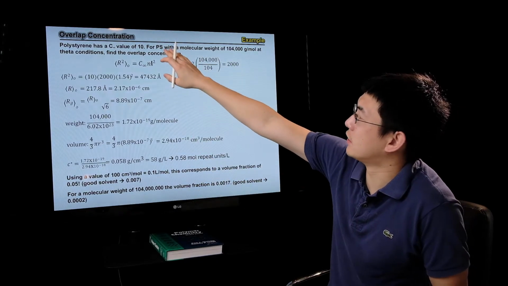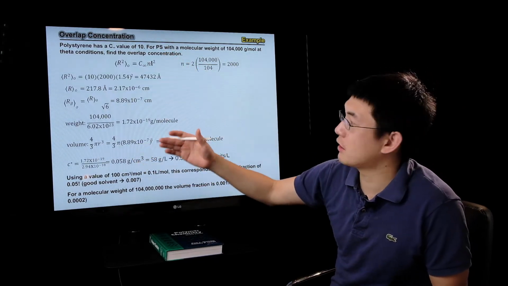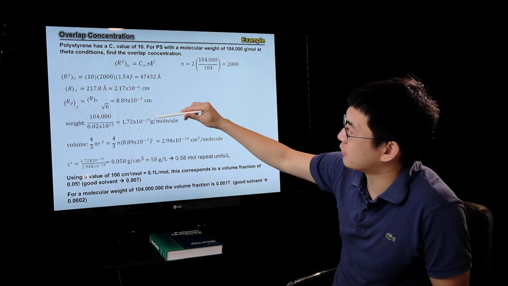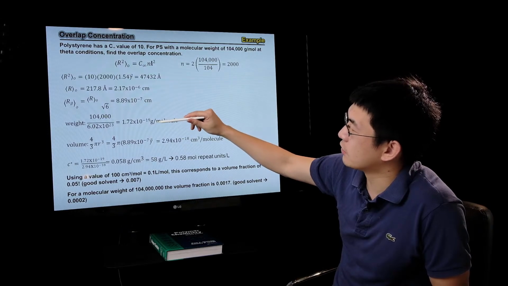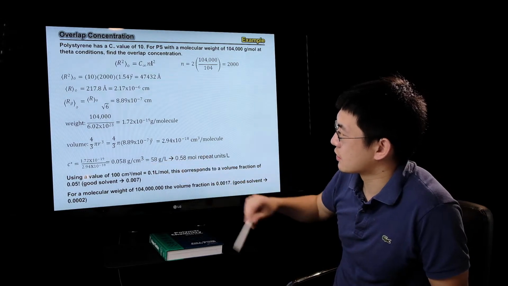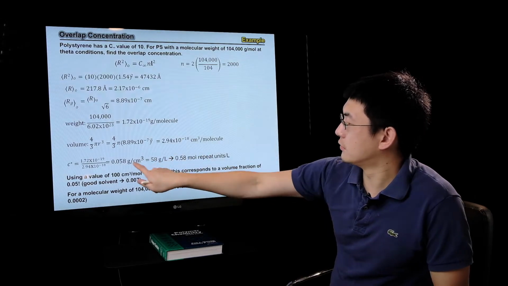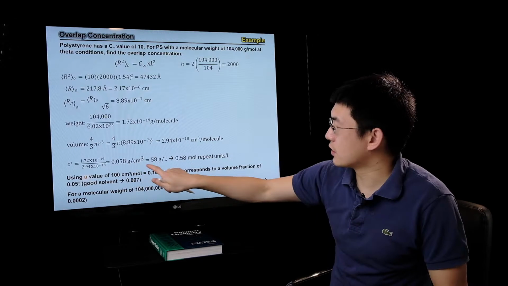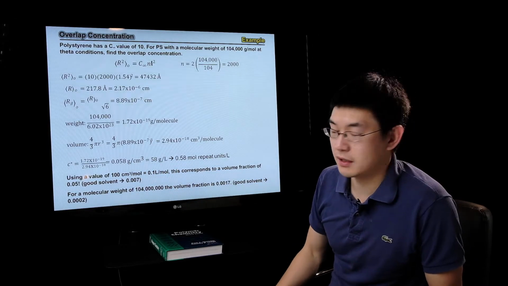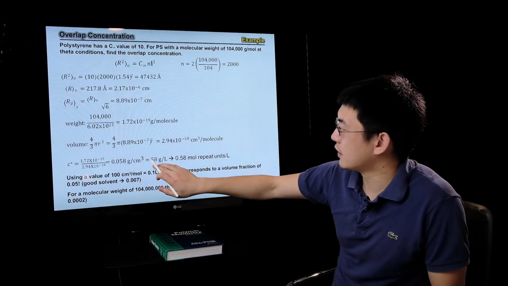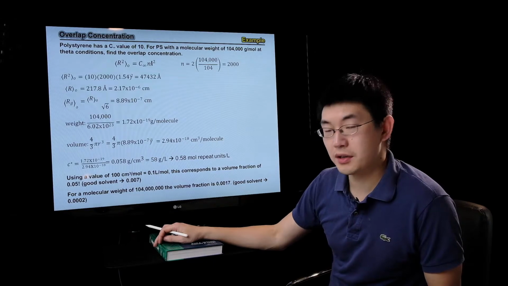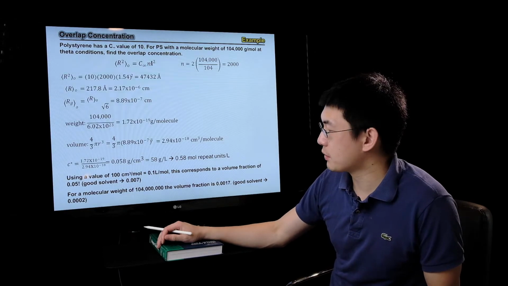It's pretty standard where you can understand what is polystyrene. You can calculate Rg, you can calculate the molecular weight and the weight within that Rg, and you can get the volume and you can get the concentration. So for polystyrene, it's about 58 grams per liter, also known as 58 milligrams per mL. This is where you start to have these coils overlapping each other, okay?